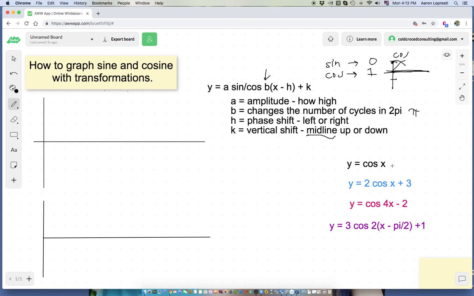All right, so just regular cosine of x. We know that the period is 2 pi. Normally on all of these it will be 2 pi. So that means it goes through the whole graph in the space of 2 pi.